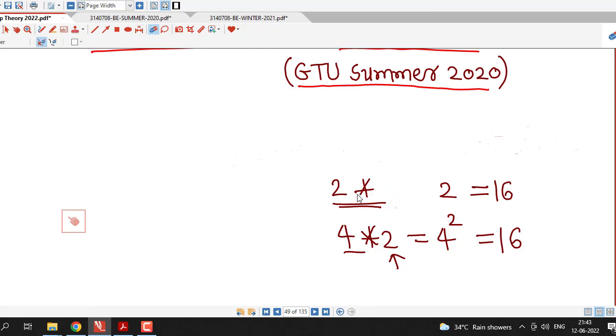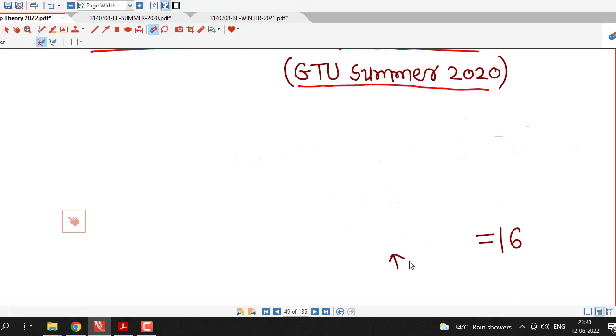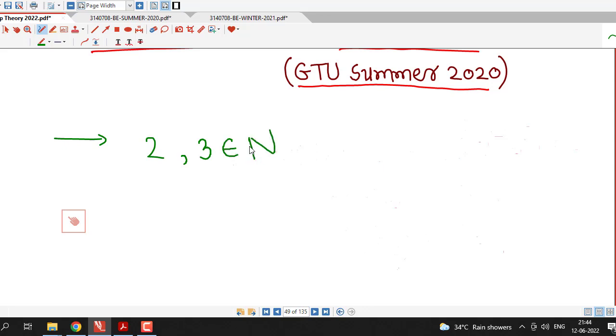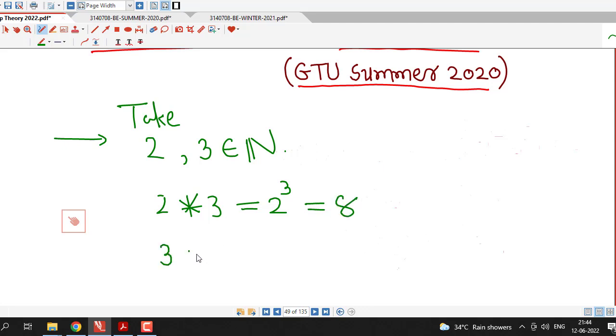So we consider two other elements. We are interested in those elements for which x star y and y star x are different. So suppose I consider 2 and 3. So we take 2, 3 in this set of natural numbers. And first we decide what is 2 star 3. This is by the definition of given operation 2 raised to 3, that is 8. And what is 3 star 2? 3 star 2 equal to 3 to the power 2, that is 9.